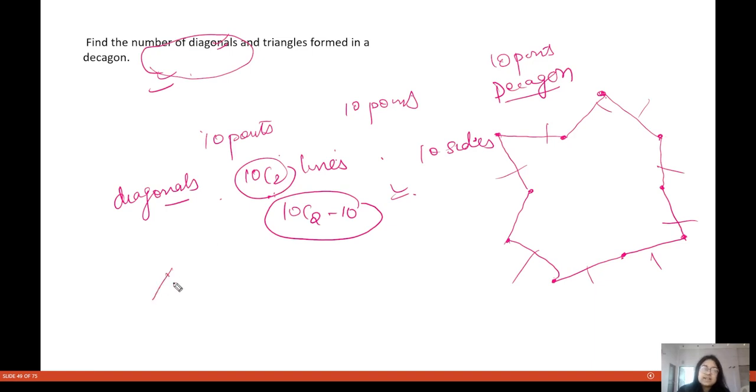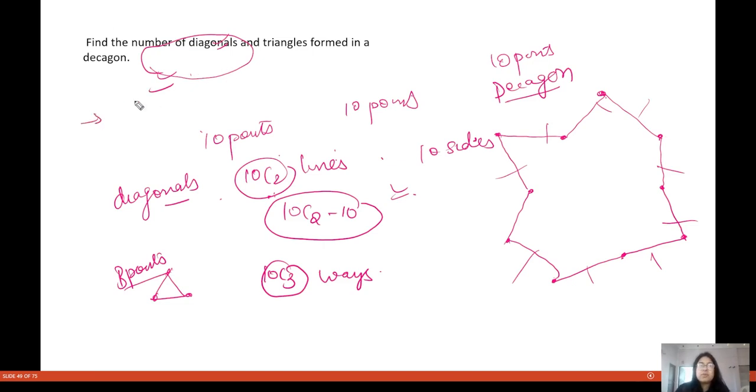Okay, what about triangles? A triangle is formed by the combination of three vertices, or 3 points. That can be done in 10C3 ways. This is very simple. I hope you understand this. See, in the first question when it was asking about diagonals, similarly, it is very simple.